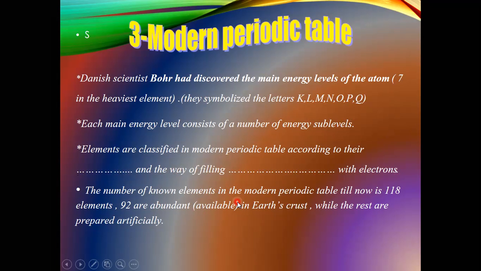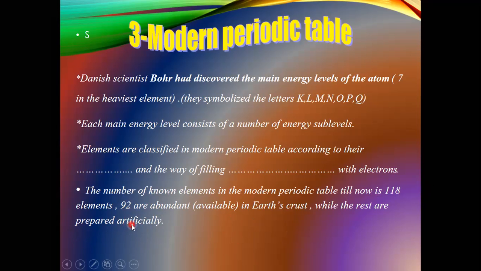طيب the number of known elements up till now في المودرن periodic table 118 elements. 92 is available in nature, earth crust، موجودين، and the rest prepared artificially in the labs، الفيزيكس labs، مش الكيمستري lab، mostly في الفيزيكس lab. يبقى how many elements in here discovered or prepared artificially؟ هنطرح الـ 118 من 92 هنلاقيها 26 elements. So the total number is 118, and the 92 elements of them are abundant أو بنسميهم natural، و 26 are prepared artificially.